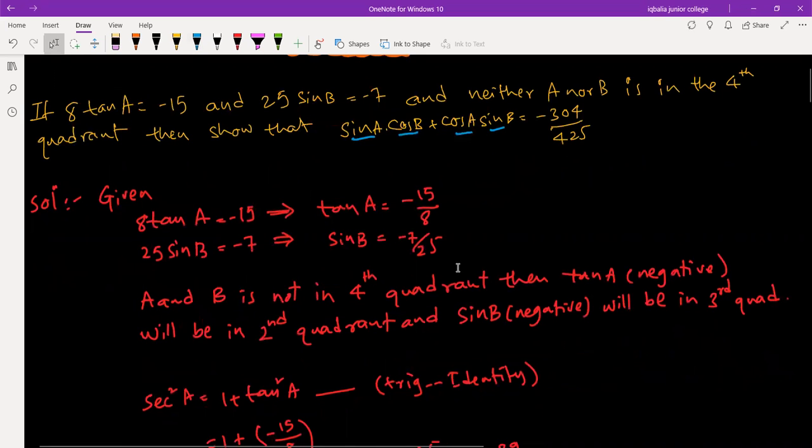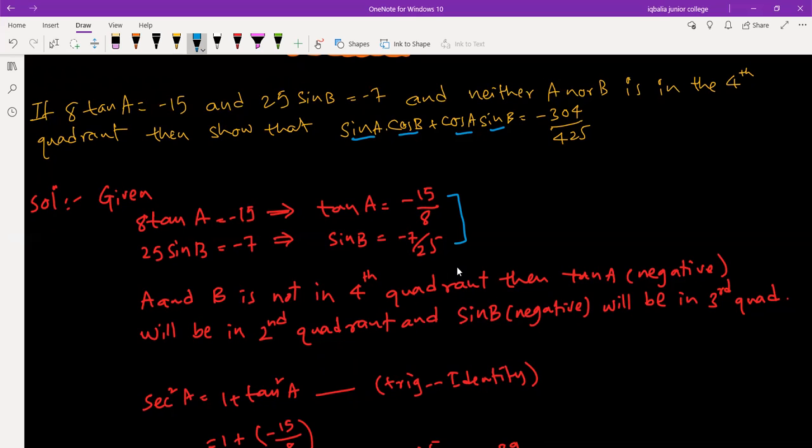Now see here in the question tan A is given, so I can write tan A will be minus 15 by 8. Okay, so here tan A is given, that is minus 15 by 8, and the second part is given that 25 sin B is equal to minus 7, so sin B can be equal to minus 7 by 25. So by these two terms we have to know sin A cos B plus cos A sin B.